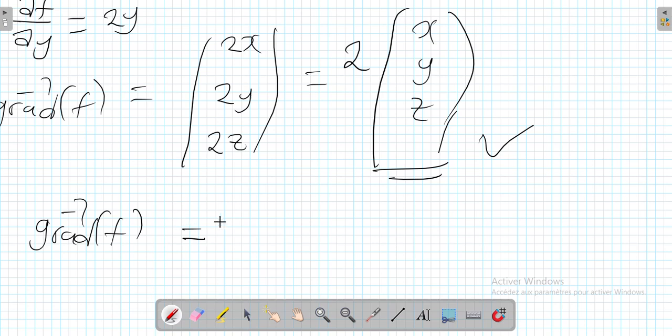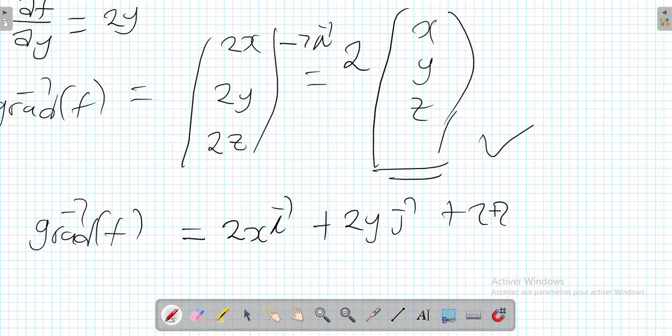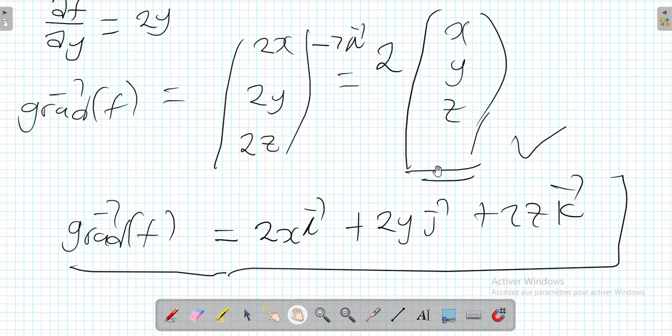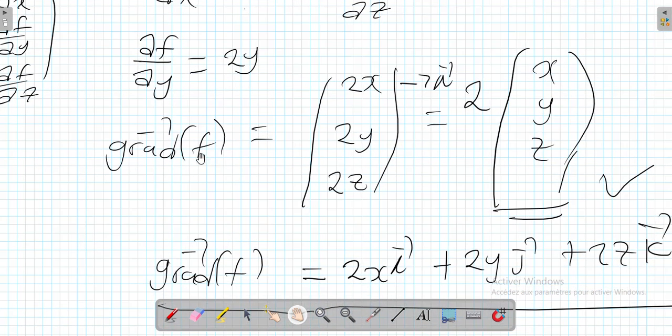The gradient of f is equal to 2x in the direction of i, or ex, plus 2y in the direction of j, then plus 2z in the direction of k. If you leave it like this, I'll give you extra points, okay, because you're getting familiar. So we had f, which was a scalar. Now gradient of f is a vector. Why? Because it has got both magnitude and direction. So that is an example of how we find the gradient.